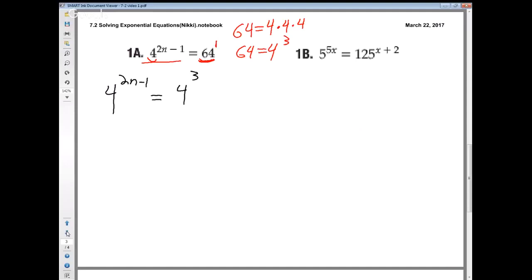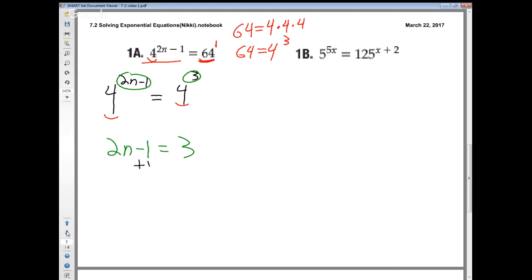And from there, sure enough, our bases are the same now. So all you need to do is set the exponents equal to each other and just solve for n. Let's go ahead and do that. We'll have 2n minus 1, and that's going to be equal to 3. Then from here, just solve for n by getting that n alone.